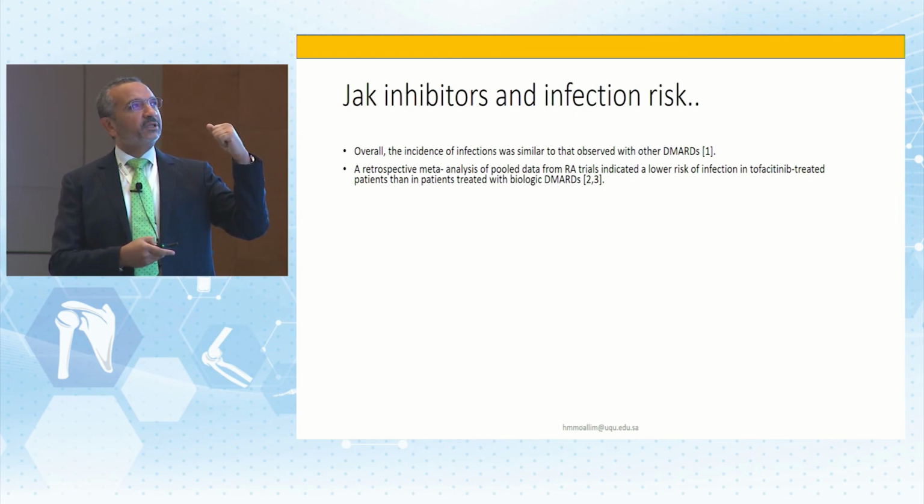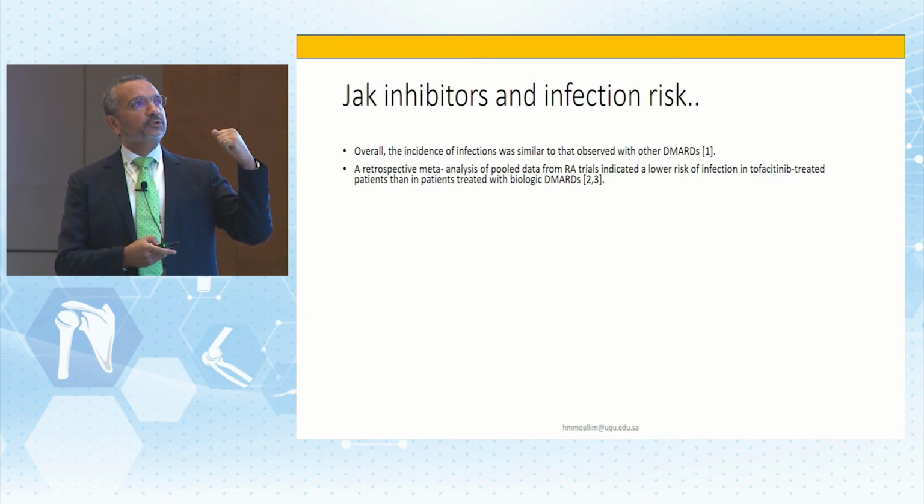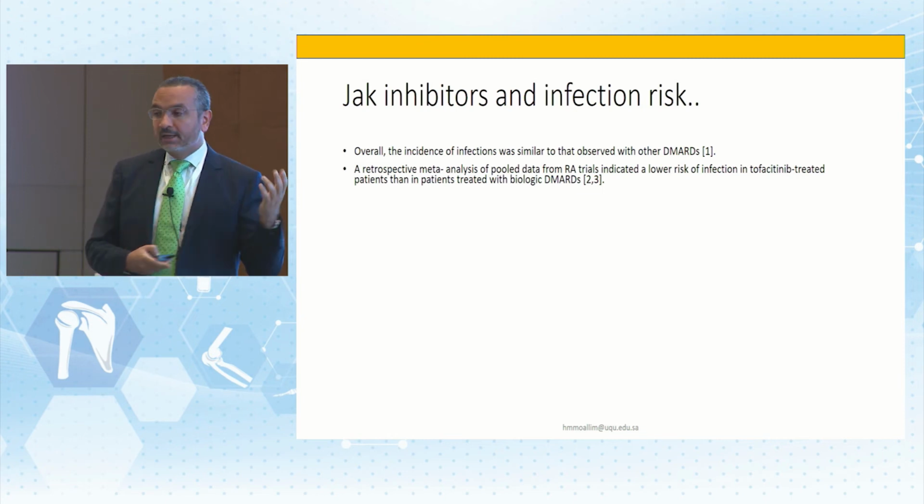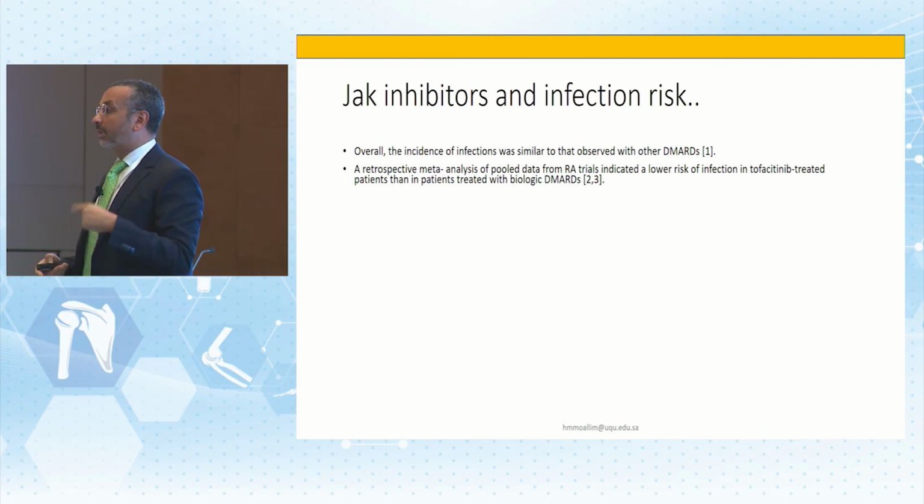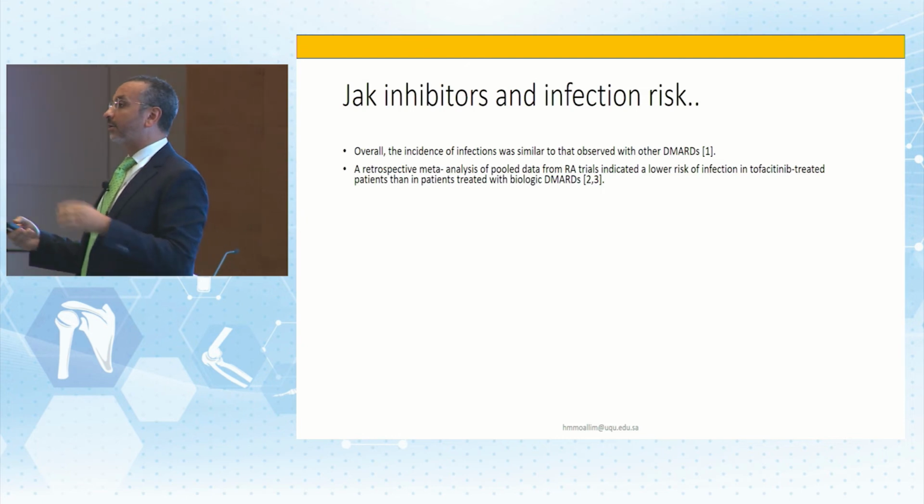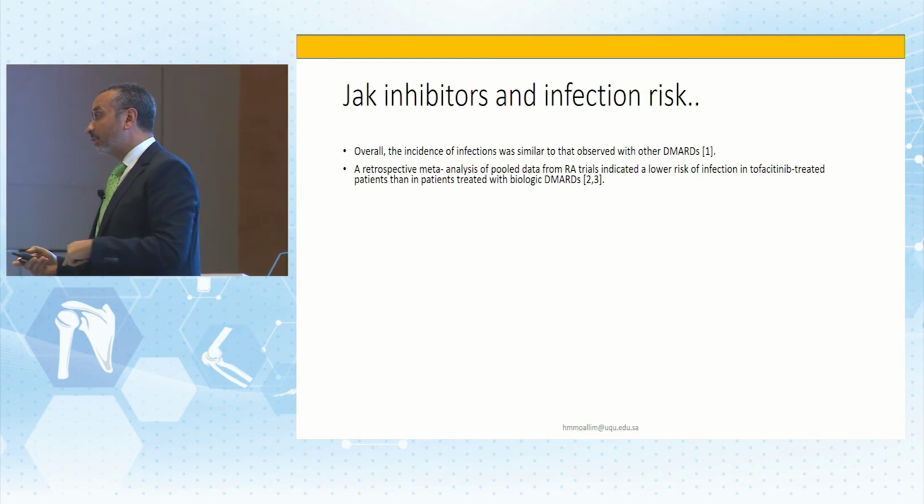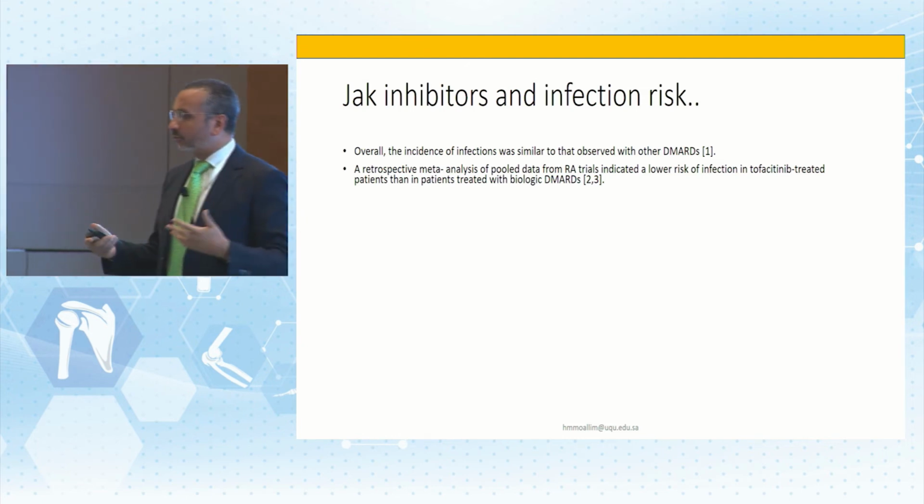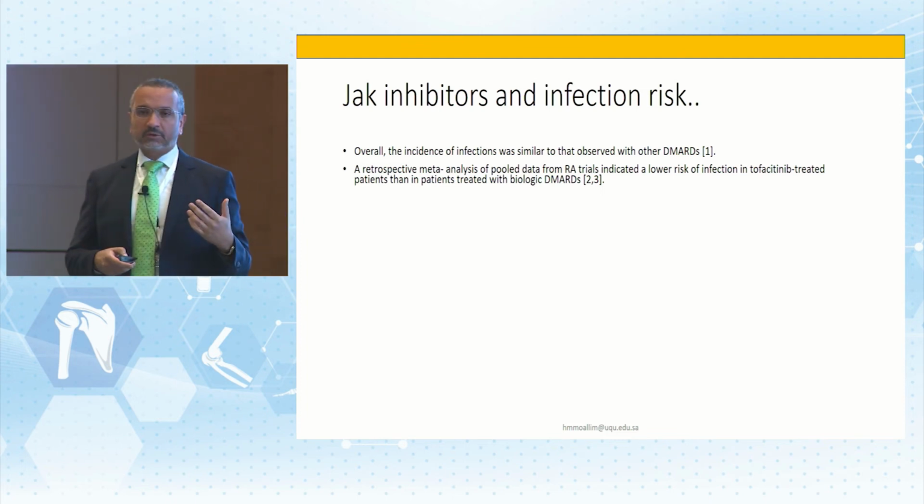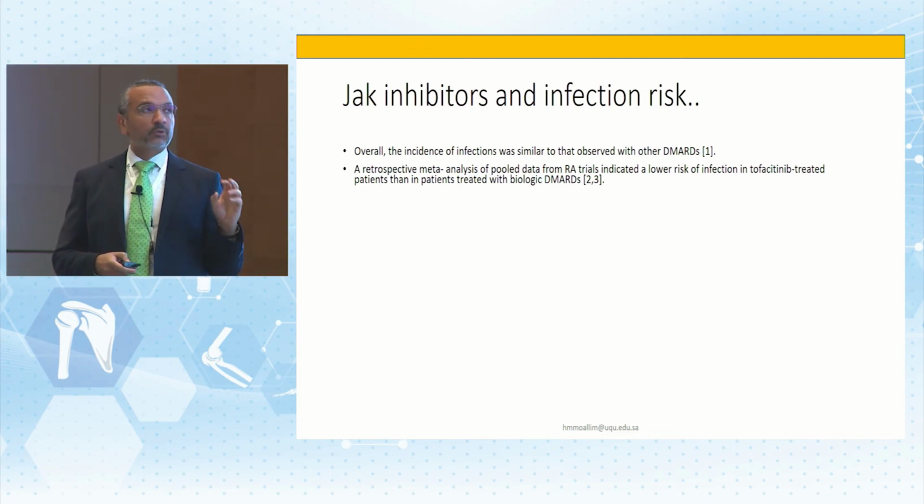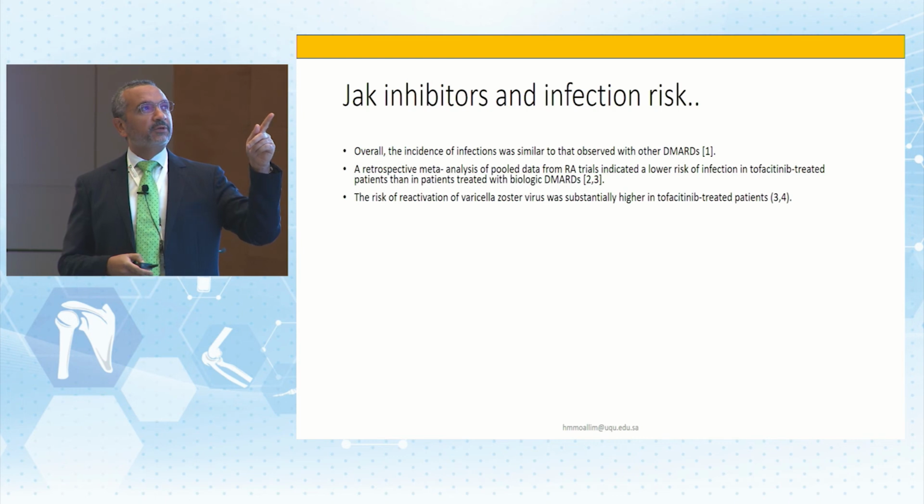In retrospective meta-analysis, the pooled data for RA trials indicated low risk of infection in tofacitinib-treated patients compared with patients treated with biologic DMARDs. Some studies showed no difference; others showed the risk of infection is higher in comparison to etanercept, for example. So it depends on what study you are reading. But overall, there is no really big worrisome sign unless you are talking about varicella zoster.